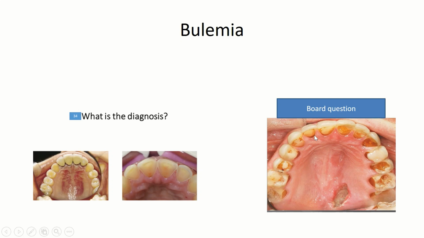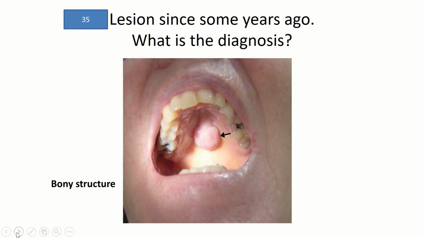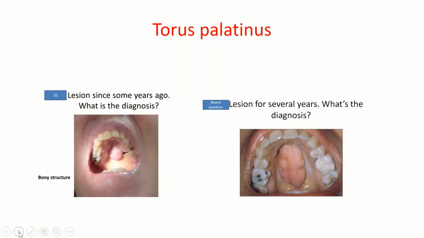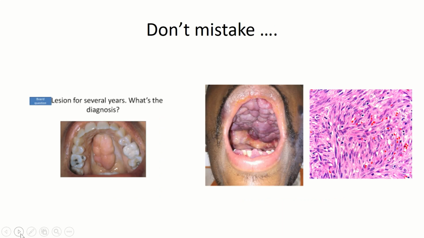See here the erosion and abrasion of teeth. And here, an asymptomatic lesion seen some years ago. Here is a bony structure indicative of Torus palatinus. Torus palatinus. Here is another question in the past, board question on Torus palatinus. And here is another image. Don't mistake this image with the diagnosis of Torus palatinus.